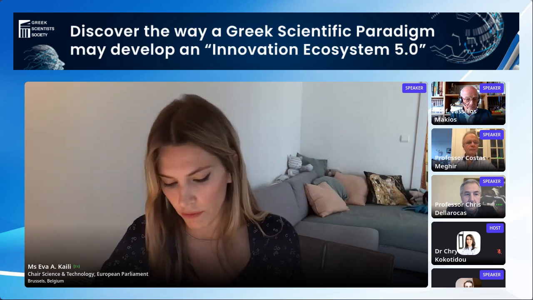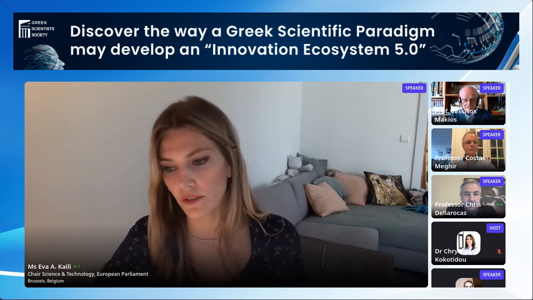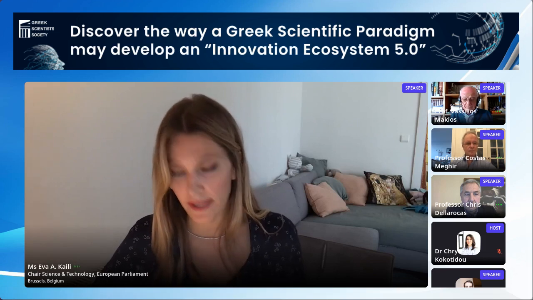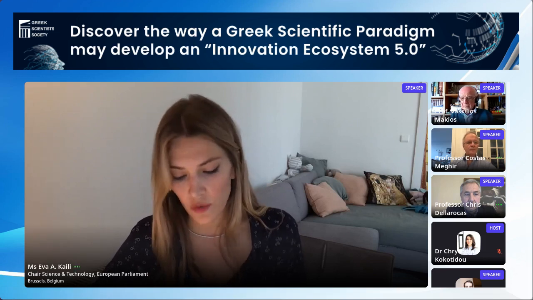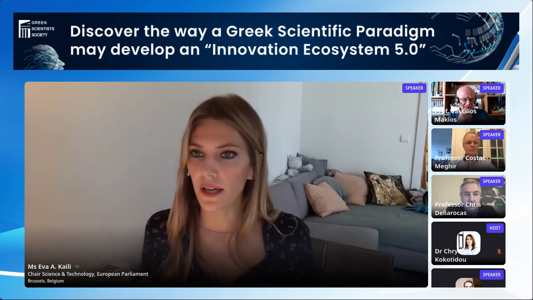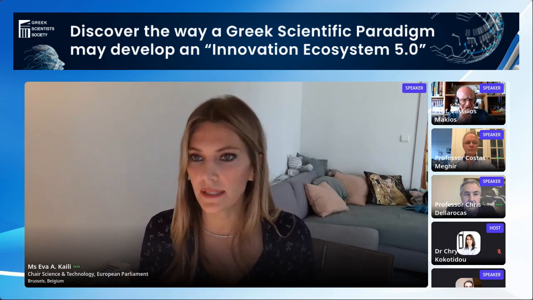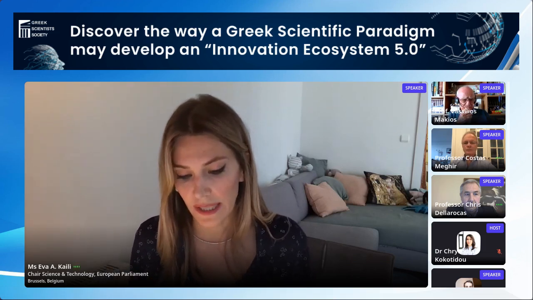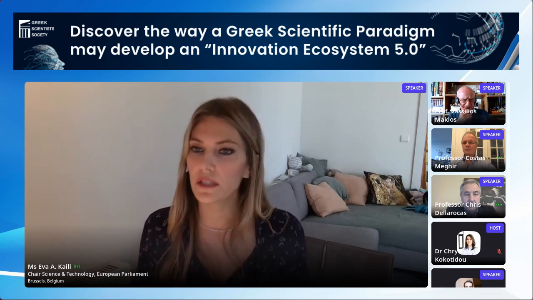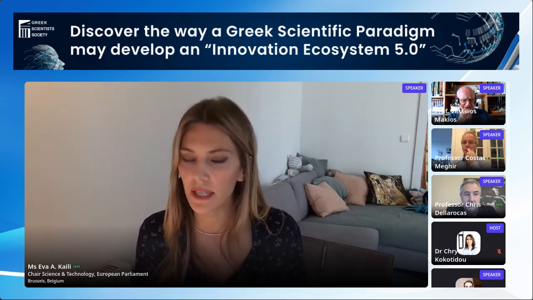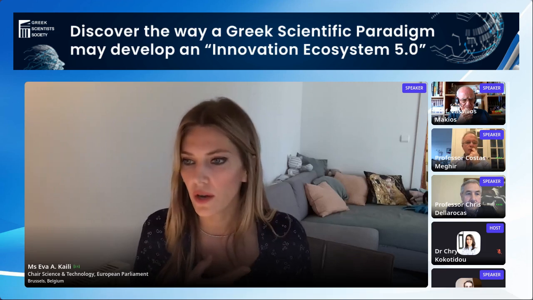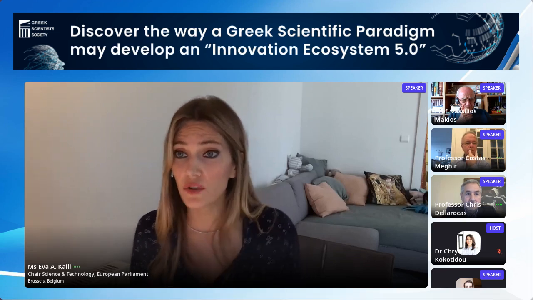We have a big recovery plan. We have 30 billion for Greece, 18 billion for grants and 12 billion for loans, that we need to pass through the prism of sustainability and also digitalization. This means we need to be very specific on how we're going to spend this money. We need to have skills. We need to reskill people to be able to take these new jobs.